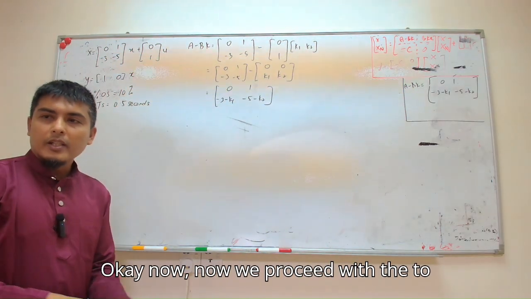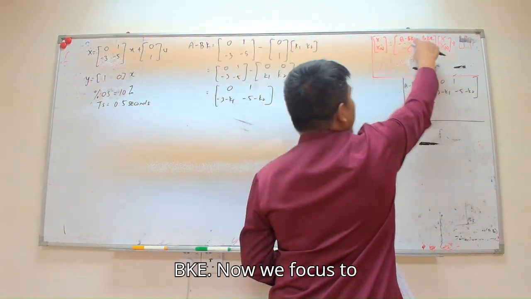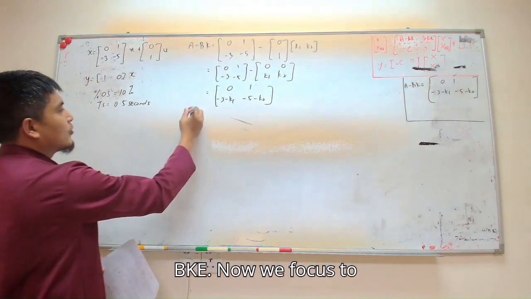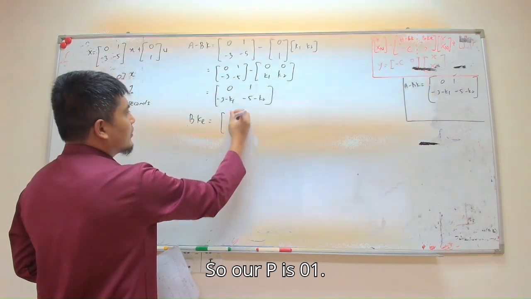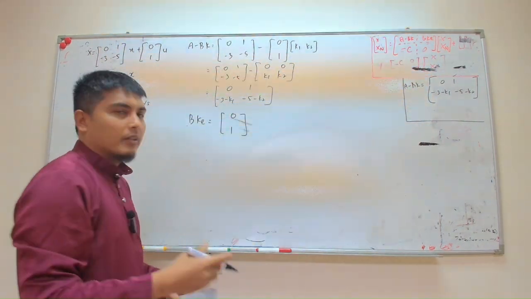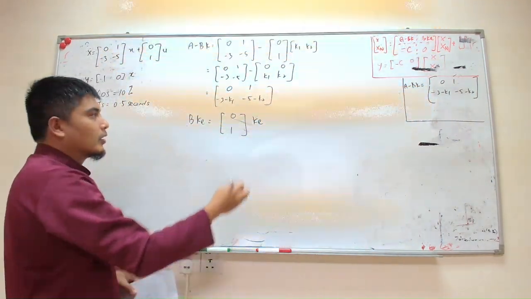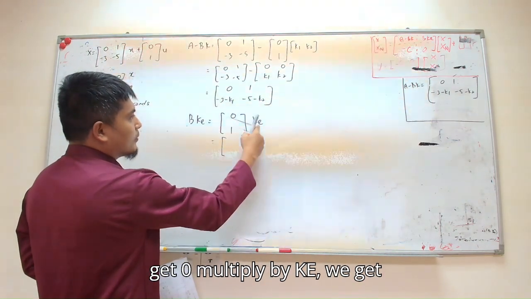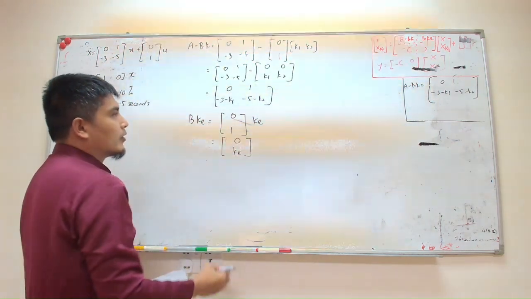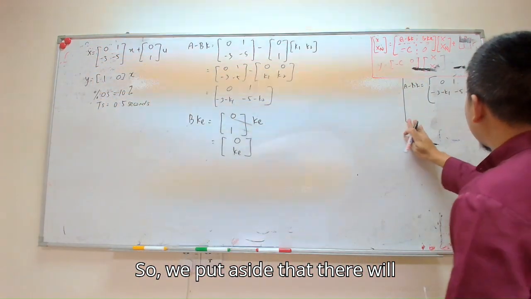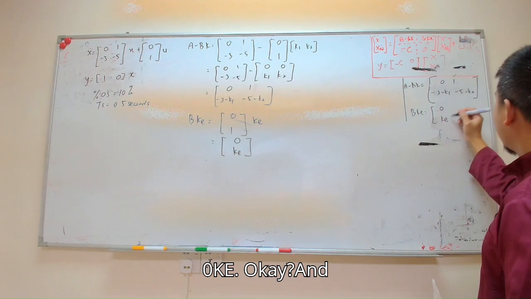Now we proceed to calculate BKe. Our B is [0; 1]. The Ke always has one value, which is Ke. So you get 0 multiplied with Ke, you get 0, and 1 multiplied with Ke, you get Ke. So we put aside that BKe equals [0; Ke].